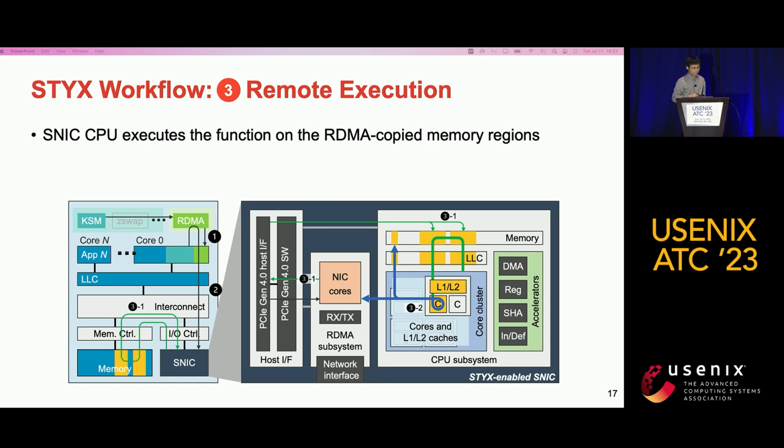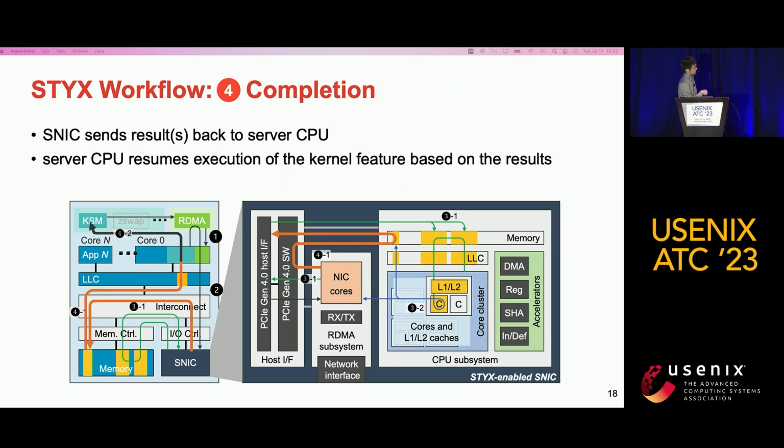SmartNIC CPU will execute the corresponding functions on these RDMA copied memory regions. And then you can see with this blue arrow, we will write this result back to some specific location in the SmartNIC area. And then SmartNIC will read that result from that location and send it back to the host CPU, and also place it in the host memory.